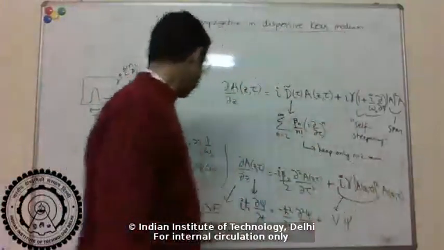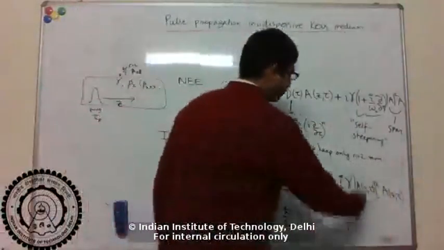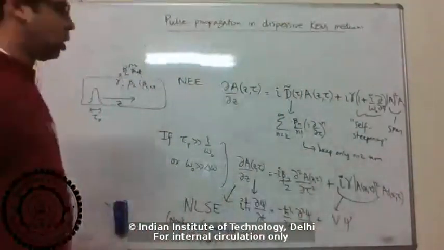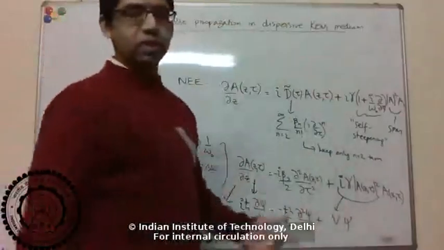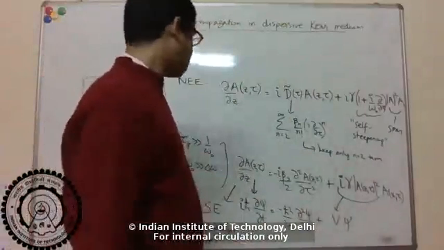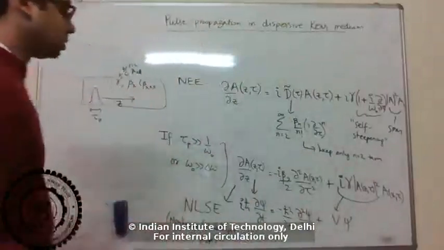So that's why it's called a nonlinear Schrodinger equation. Right? So it looks like a Schrodinger equation with the potential which is nonlinear. So it's called a nonlinear Schrodinger. This kind of equation occurs elsewhere in physics also, not just in nonlinear optics. So that's why the general form is called nonlinear Schrodinger equation.